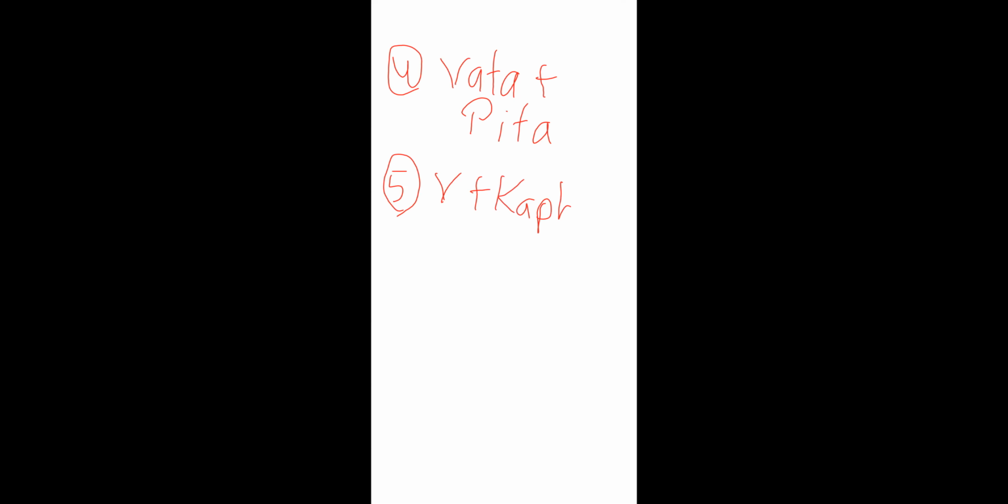So the fourth one we are discussing, three we did, that is a vat plus pitta. Okay, this is the combination personality. Vat plus pitta. The fifth, which we are discussing, is vat plus kapha. V means vat. Okay, vat plus kapha personality.